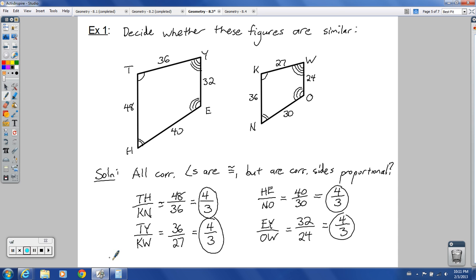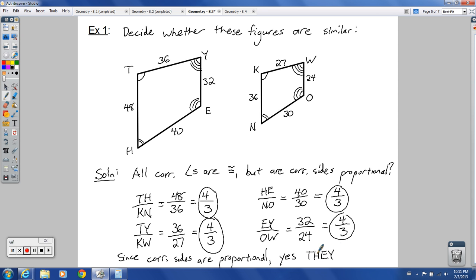They are proportional since corresponding sides are proportional. We already said the corresponding angles were congruent. So they are proportional. Yes, we can say that the figures are similar here.